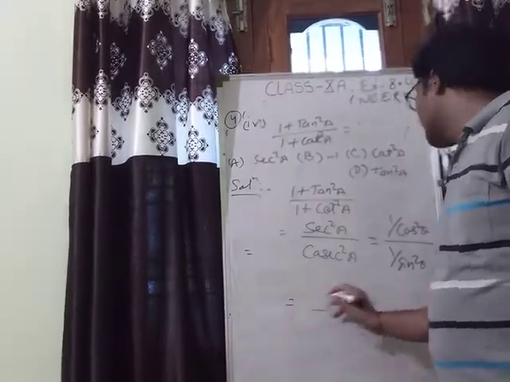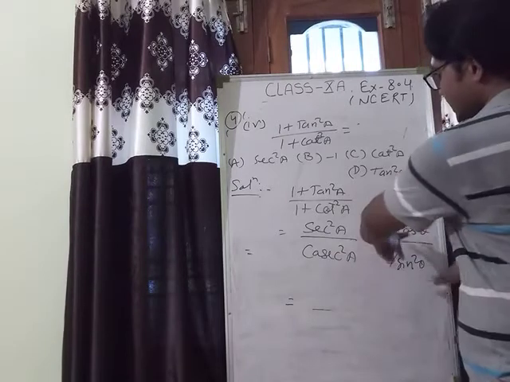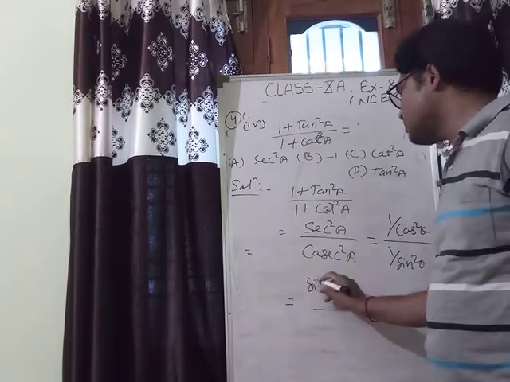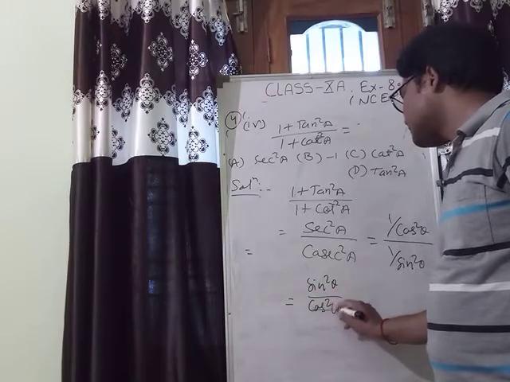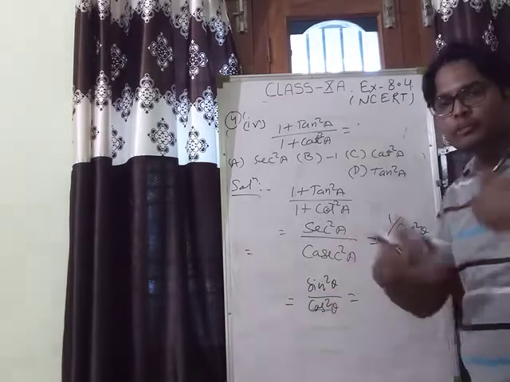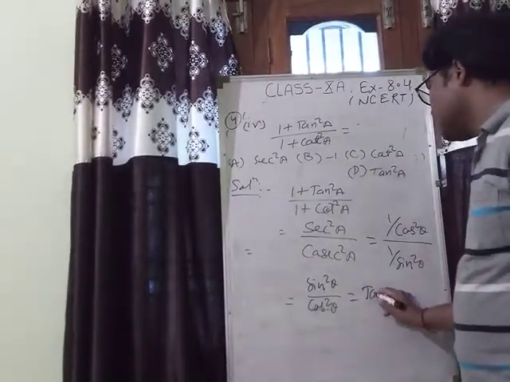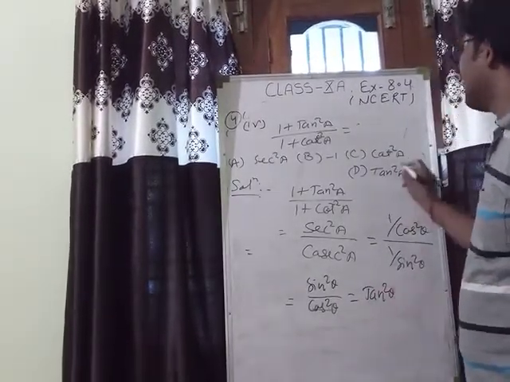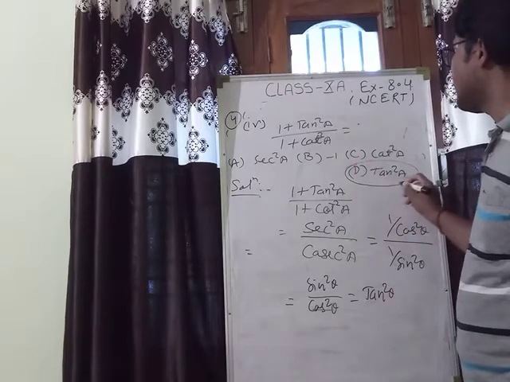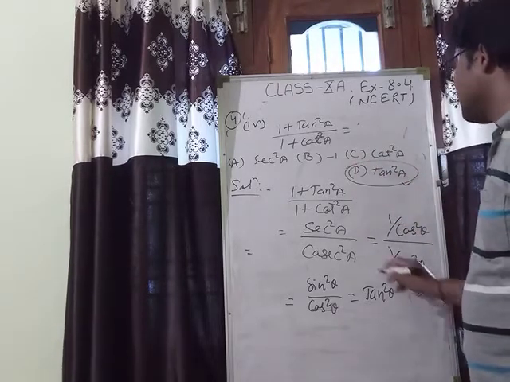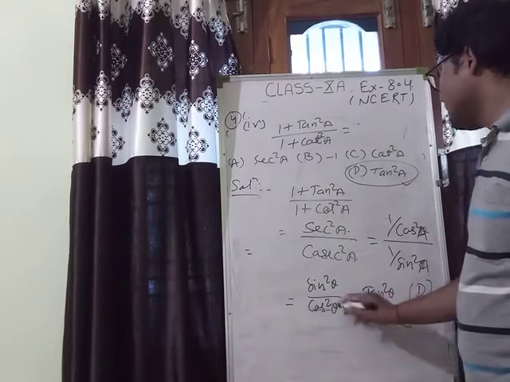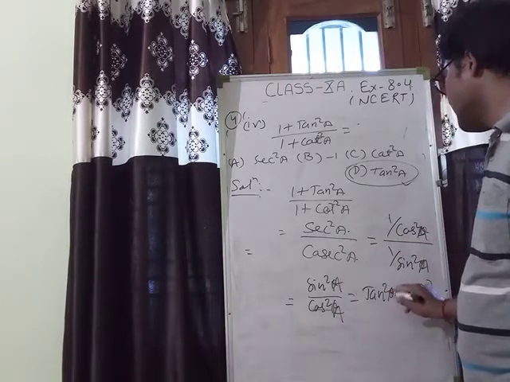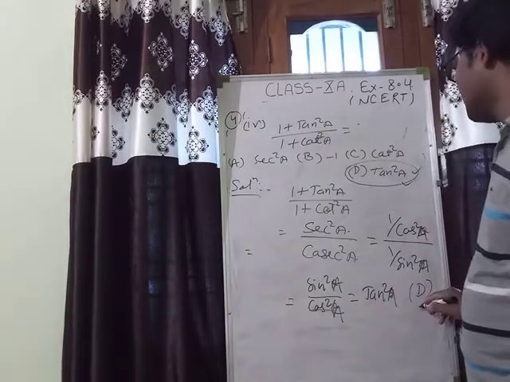So it can be written as, see, this will become reciprocal. We have sin square theta upon cos square theta. And we know that sin theta upon cos theta is tan theta. So sin square theta upon cos square theta will be tan square theta. Now you can see this is tan square A, that is D. So your option D is correct.